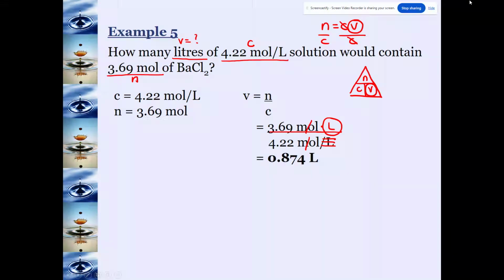We get an answer of 0.874 liters. Now if I do this calculation, 3.69 divided by 4.22, we get an answer of 0.8744, and so on. When I'm keeping my 3 sig digs, I'm cutting off a 4, so it does not round the last digit I'm keeping up. So it stays at 0.874 liters. Again, there were 3 sig digs in my 2 numbers given. Leading zeros don't count, so those are my 3 sig digs. And again, my units are liters.